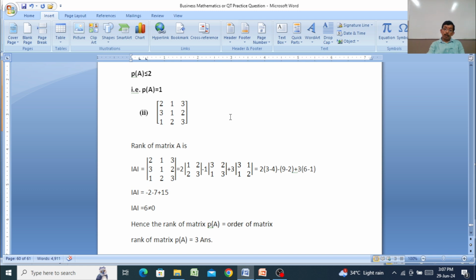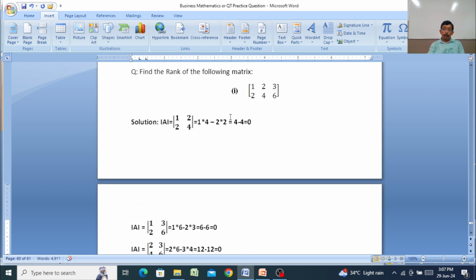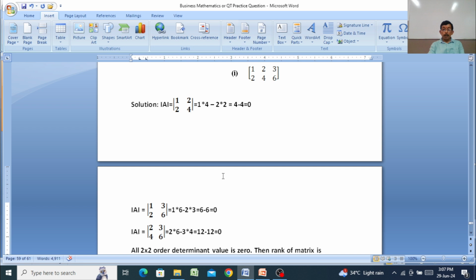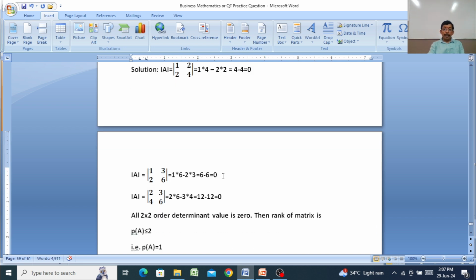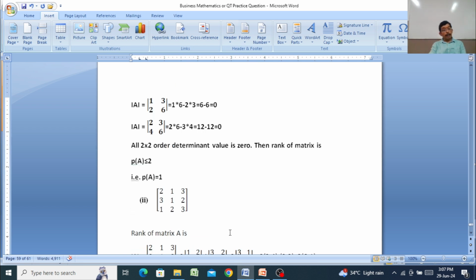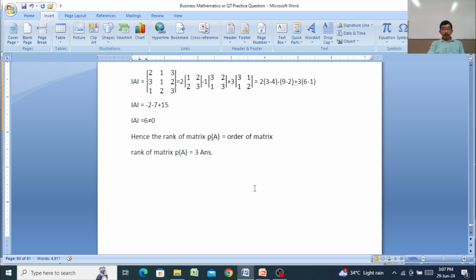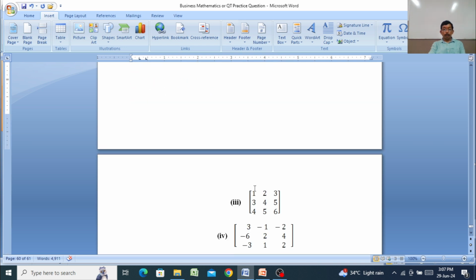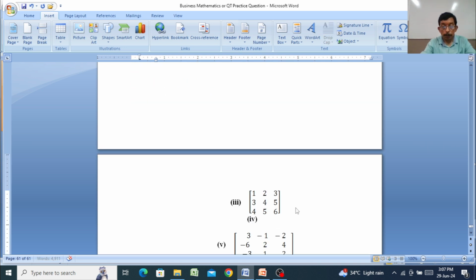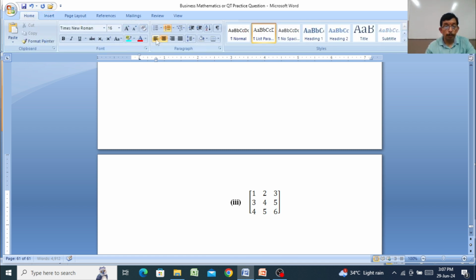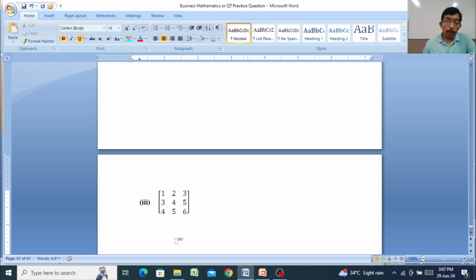If the determinant is 0, as in the previous question, you calculate the highest order determinant, which is 2 by 2, and then calculate each determinant of second order, all of them are 0, then the rank of the matrix is less than second order, that is 1. It is clear? The rank of the matrix is 3 if the order equals the order of the matrix and the determinant is non-zero. Now we calculate in the next problem the rank of the matrix. First we calculate the determinant of the matrix.